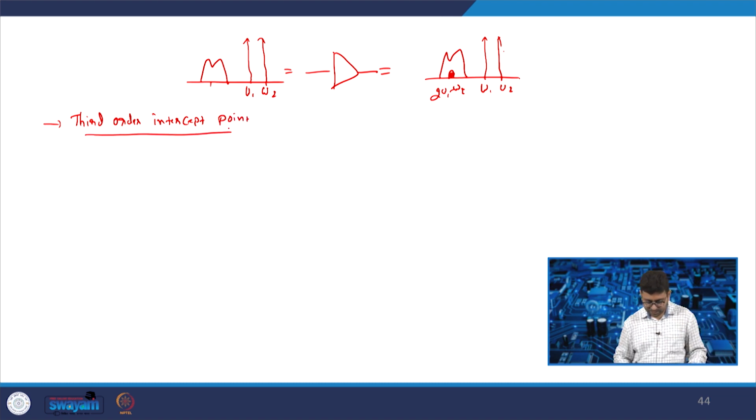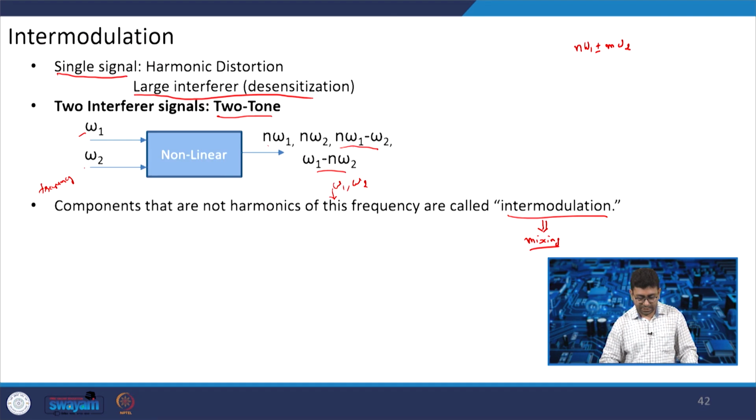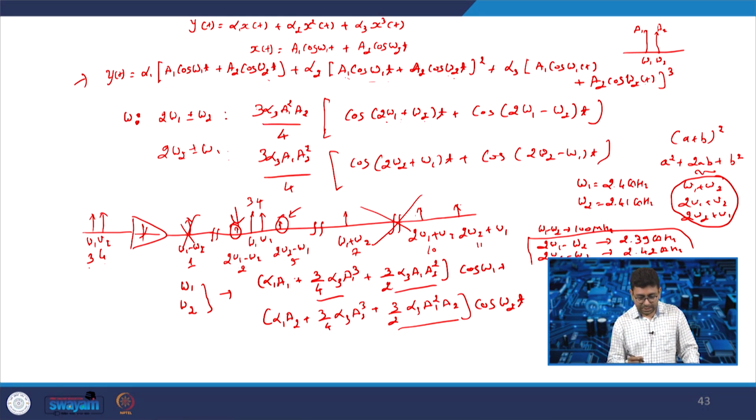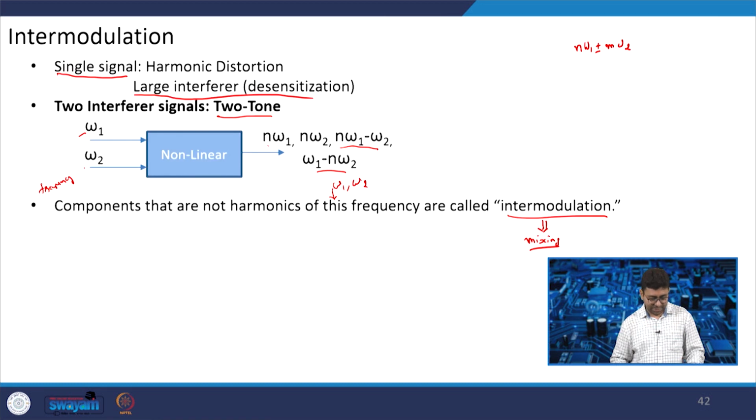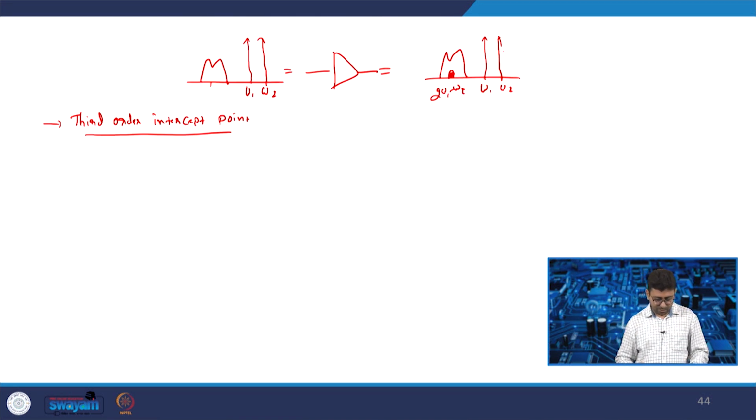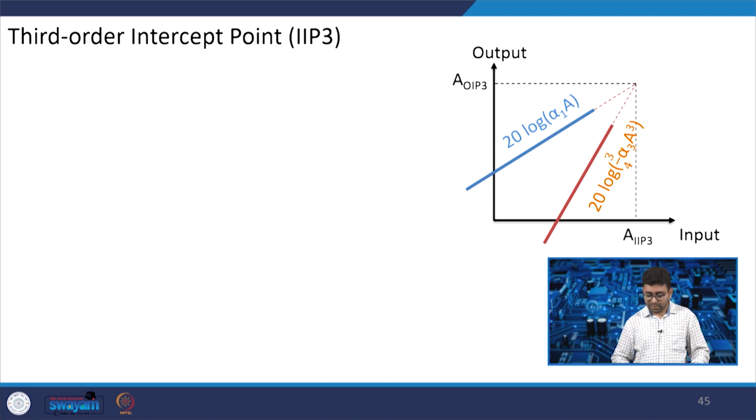What is happening? If we see the last slide, the third order has an amplitude which grows by cube. If A1 and A2 are equal to A, then this goes by cube, and first order goes by A, that is alpha 1 A. So, we can plot the same: 20 log alpha 1 A, and this is the third order plot, 20 log 3 by 4 alpha 3 A cube.